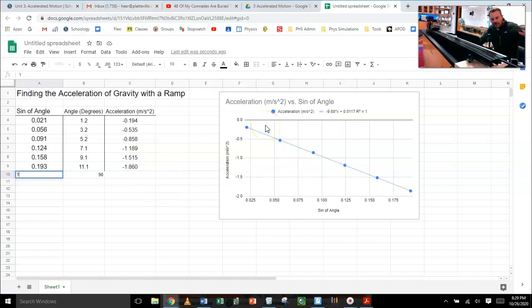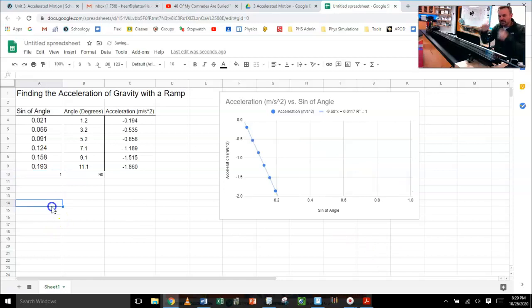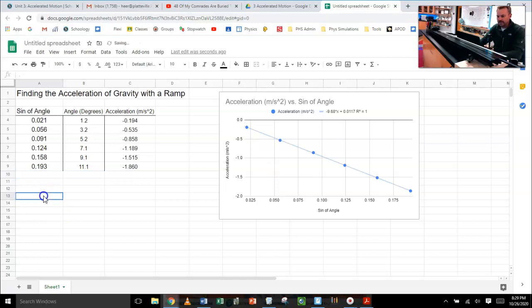If what we call extrapolation, we're extrapolating this out until we get to the number 1. So what would the acceleration be at the sine of 90? And the sine of 90 is when my graph is perfectly like this. And so here's where I'm going to leave this to you guys. I've got some questions down here at the end that I want you guys to answer.